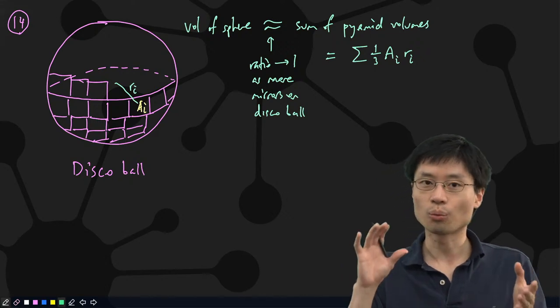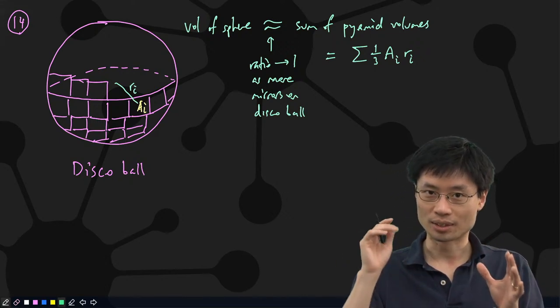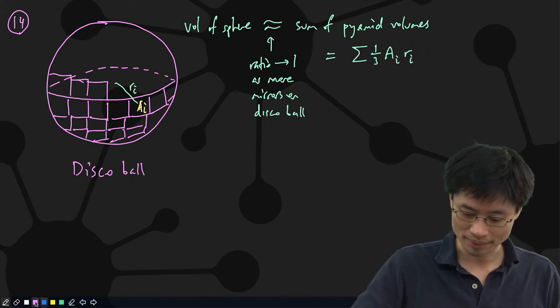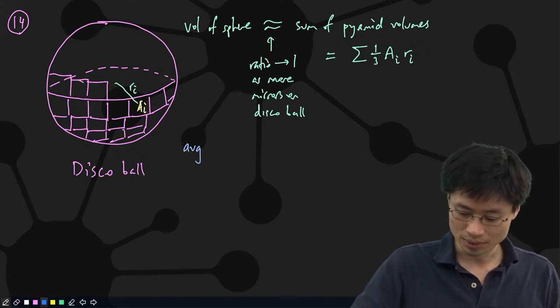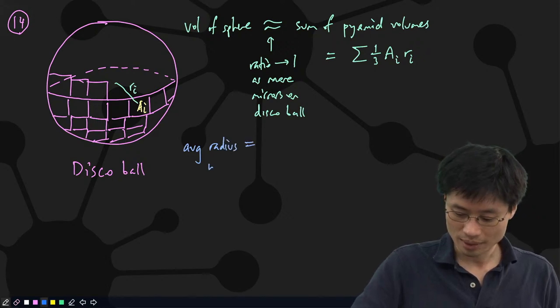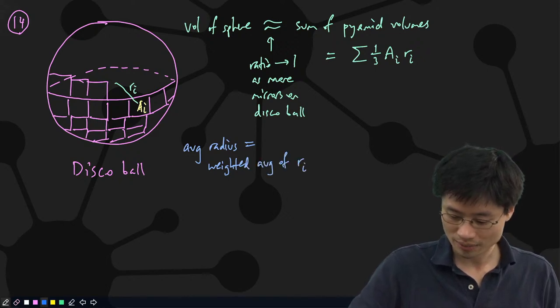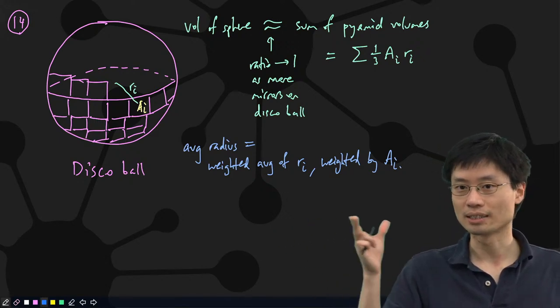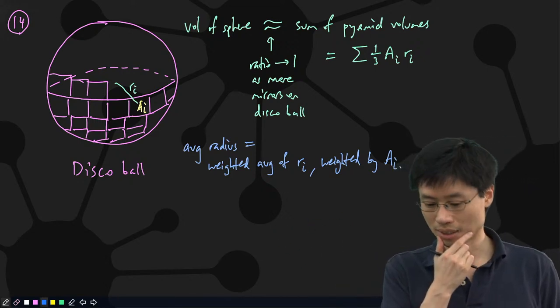what if I wanted to know the weighted sum of the radii? Because that's actually what I want to know here. Maybe let me take a step back. The average radius is equal to the weighted average of RIs, weighted by AIs. I actually want to make sure we can dwell on this sentence first. What does it mean, weighted average?